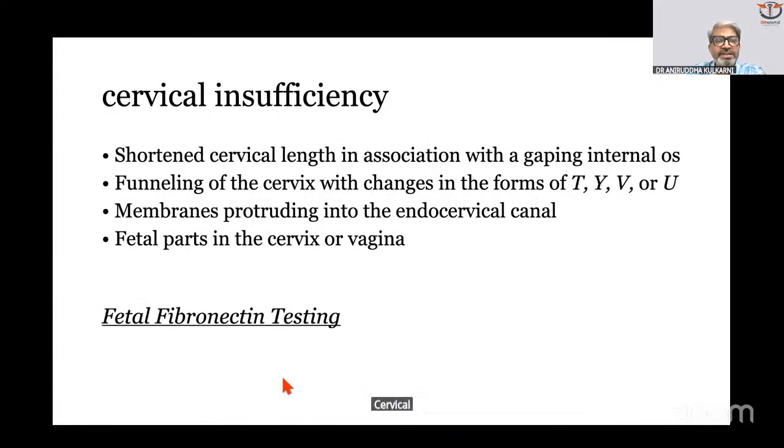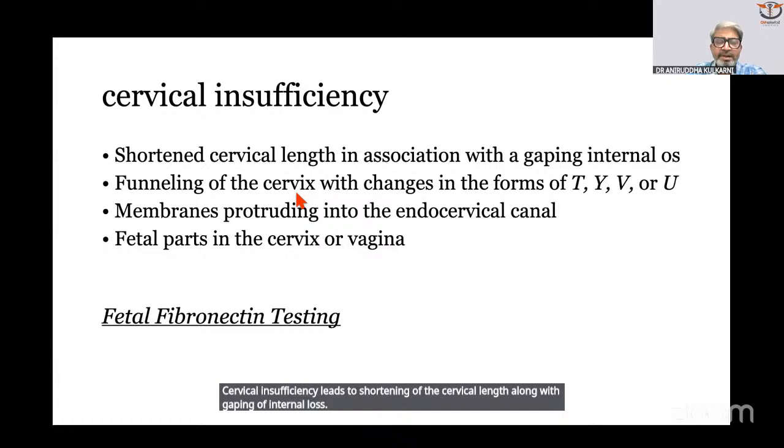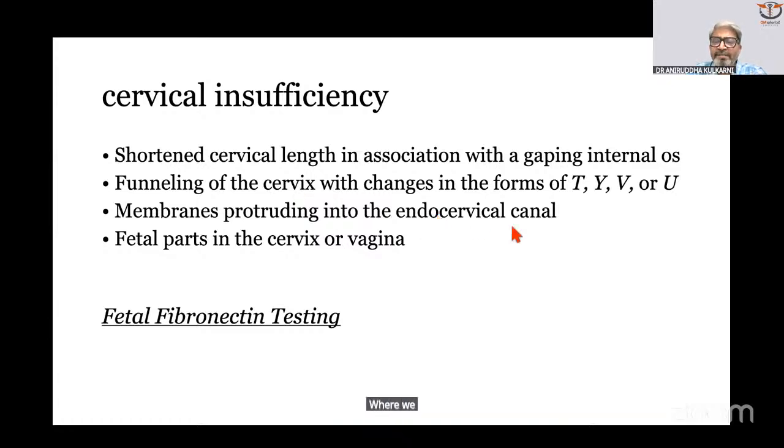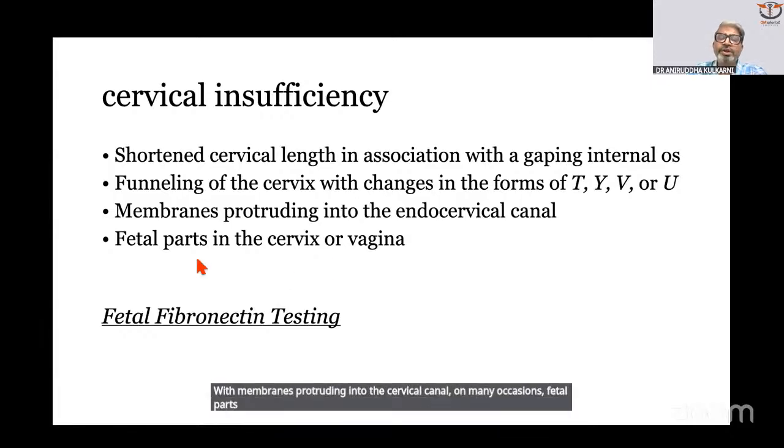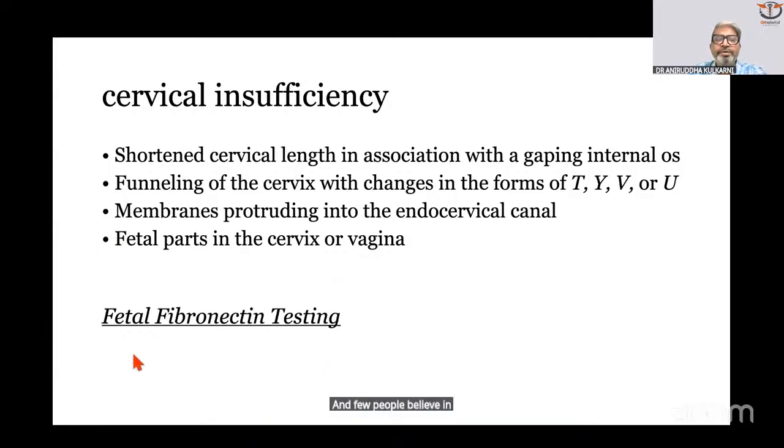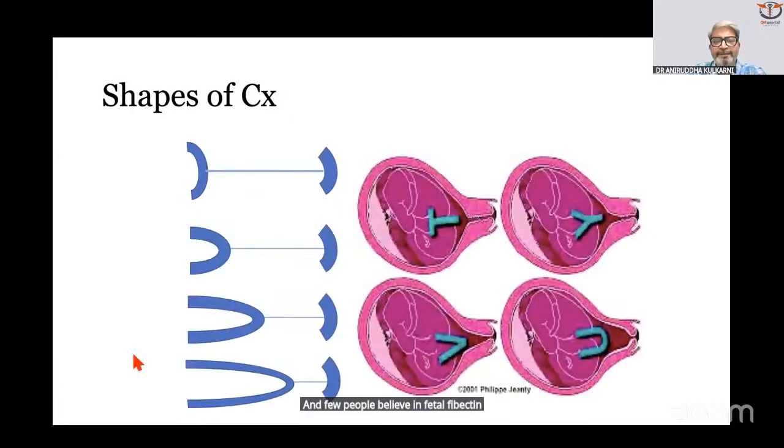Cervical insufficiency leads to shortening of the cervical length along with gaping of the internal os, where we used to believe in the shape, that's T, Y, V, and U, with membranes protruding into the cervical canal. On many occasions, fetal parts or the cord can be seen within the cervical canal or vagina. And a few people believe in fetal fibronectin testing as well.